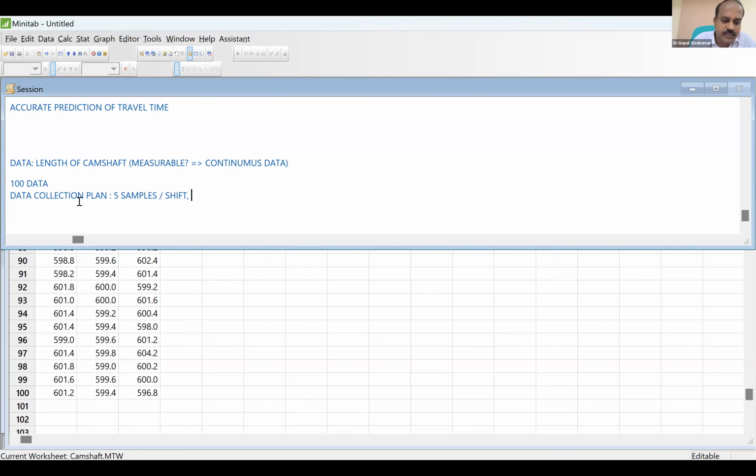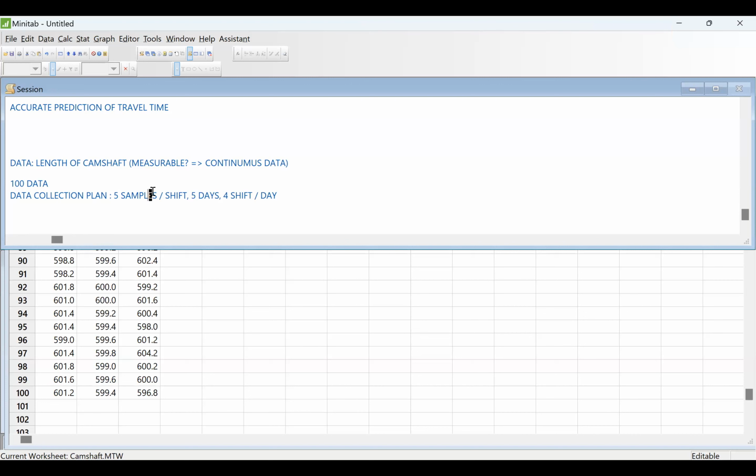Let's say 5 days. And the company is operating in this manner, 4 shifts per day. Now, do you understand the data collection plan? The company is operating on a 4 shift plan. Shift number 1, shift number 2, shift number 3, shift number 4. And every shift, you are taking 5 samples.